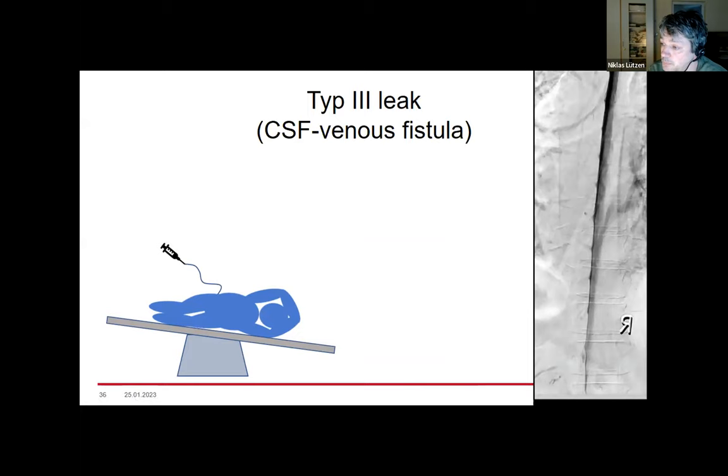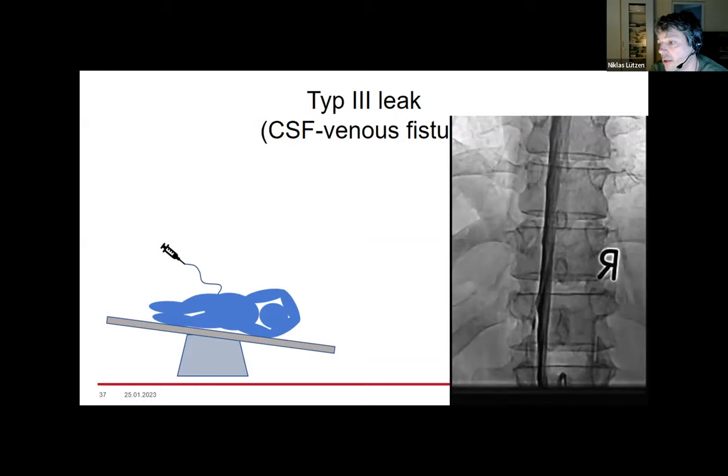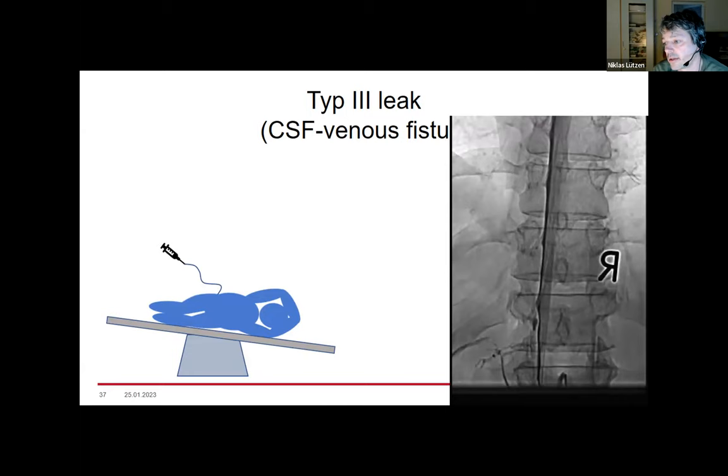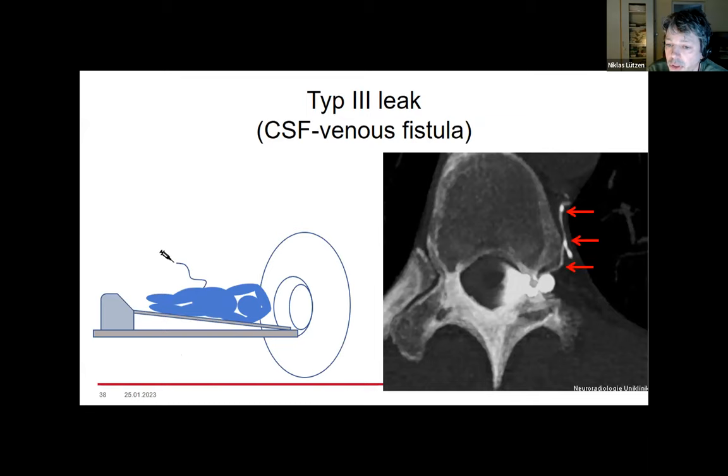Again, on images that are not subtracted, the lower left corner. And I think you can perfectly see the fistula running out here, the contrast running out. But there's another option to show these CSF venous fistulas, when you use CT myelography.